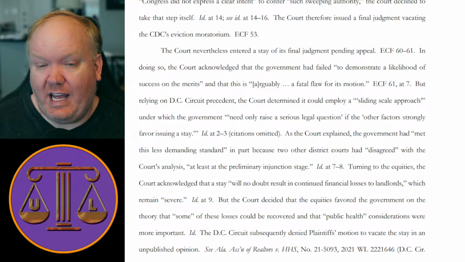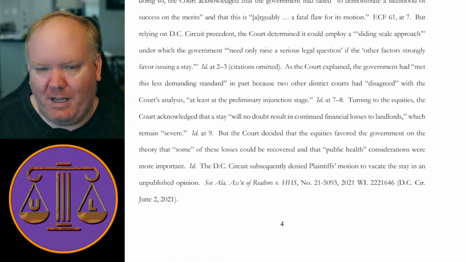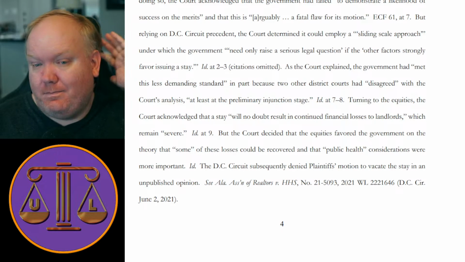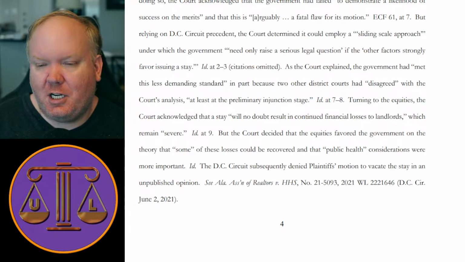So the court said that it met the standard because there are some losses that could be recovered. So some people might be able to pay the landlords. And public health considerations are important, which is fair. The D.C. Circuit subsequently denied the motion to vacate the stay in an unpublished opinion.